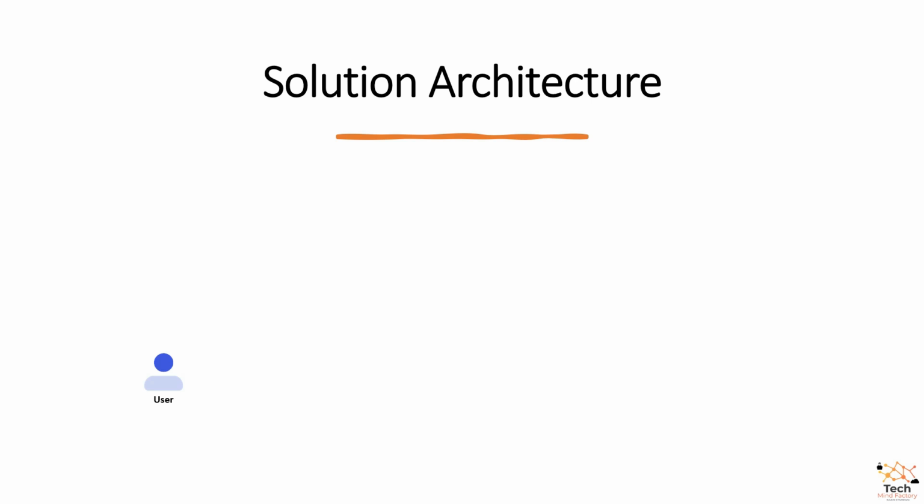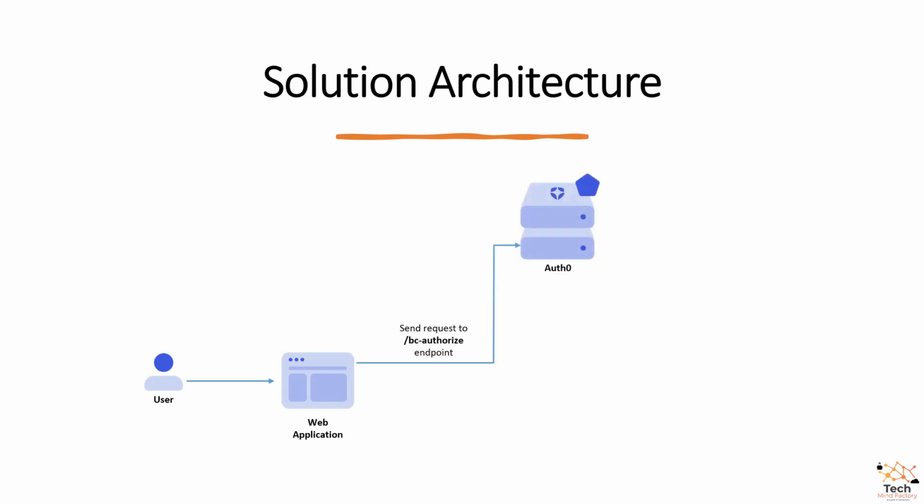Great. So now let's talk a little bit more about the solution architecture here. I want to make it super clear so you understand the process. So there is a user. The user is accessing a web application, and this web application is sending the request to the BC authorize endpoint on the Auth0 side. And as I mentioned, in this specific scenario, we need to implement push notifications.